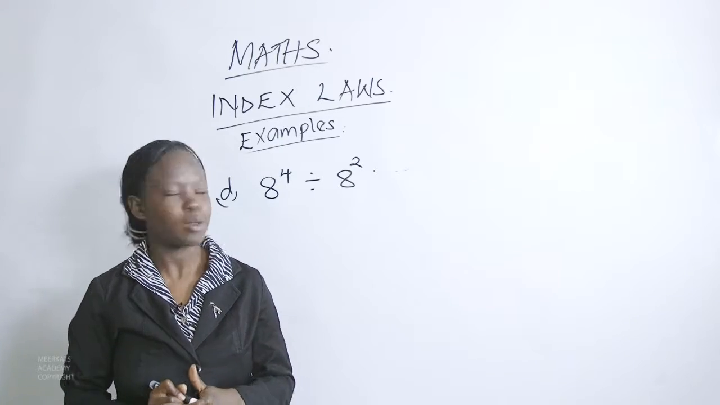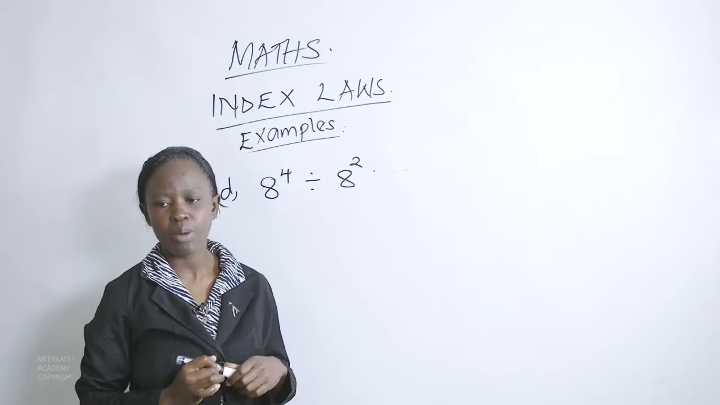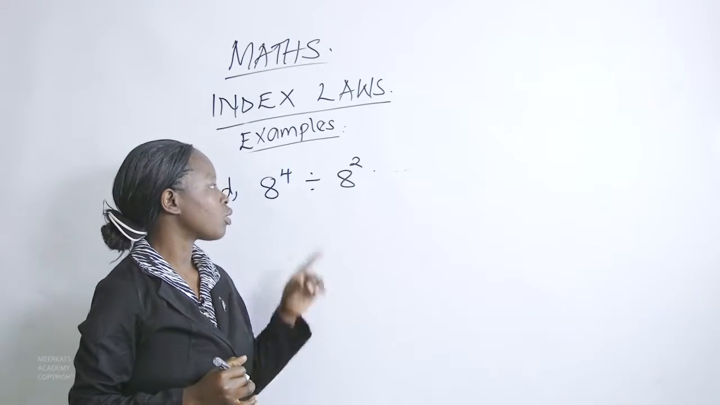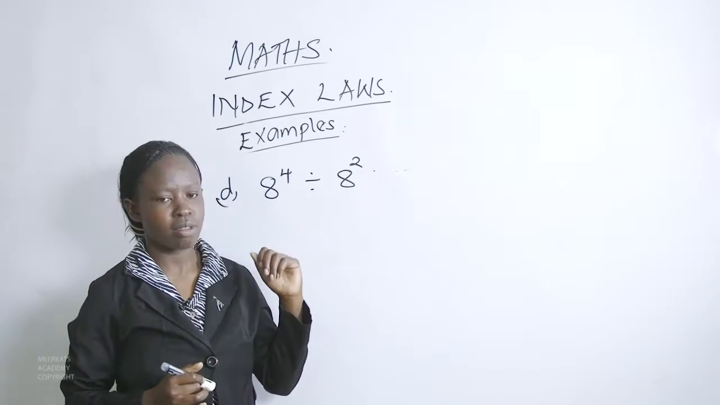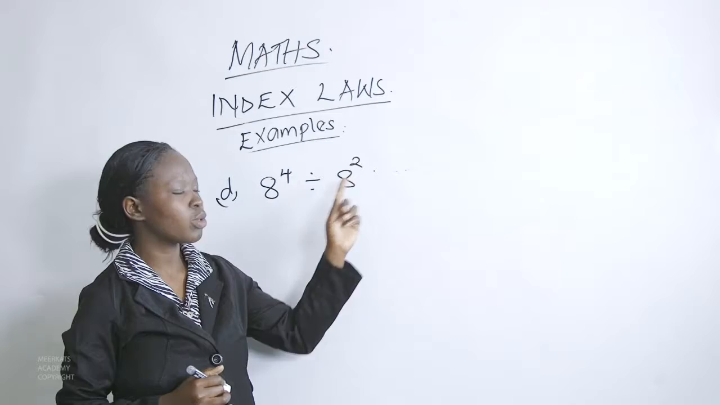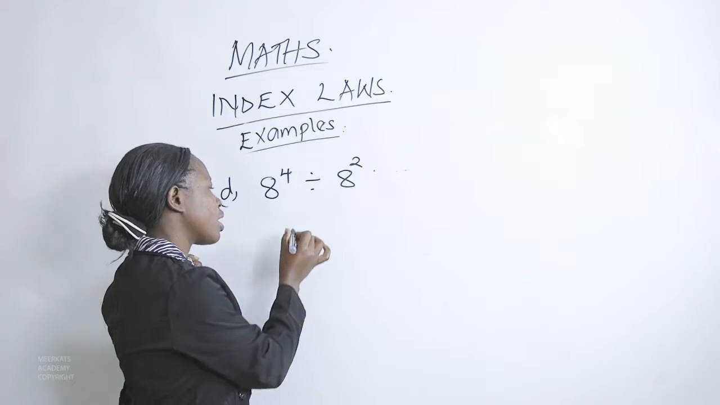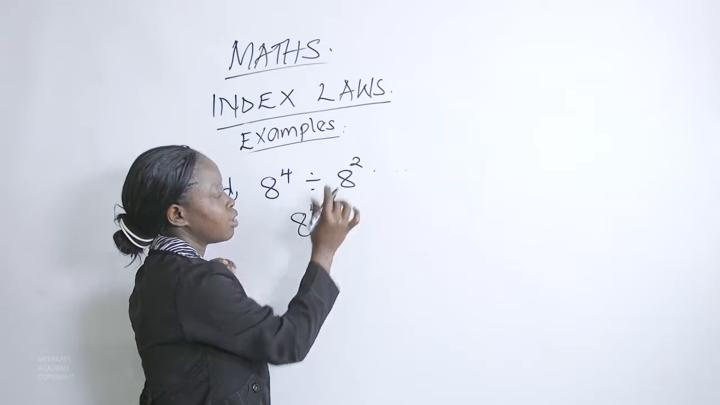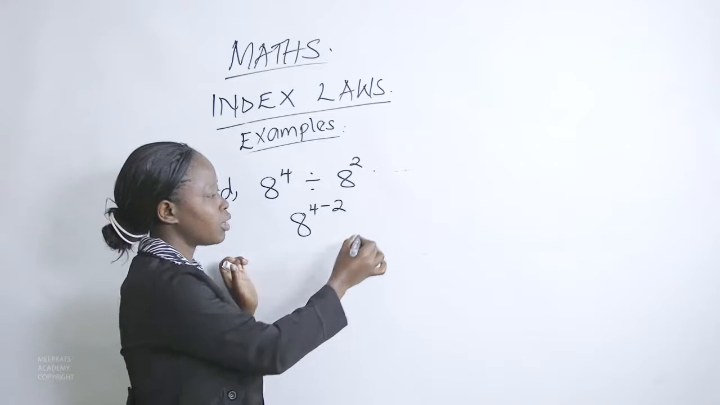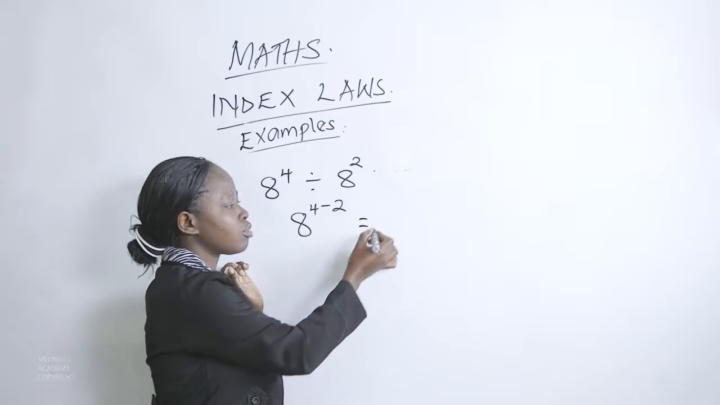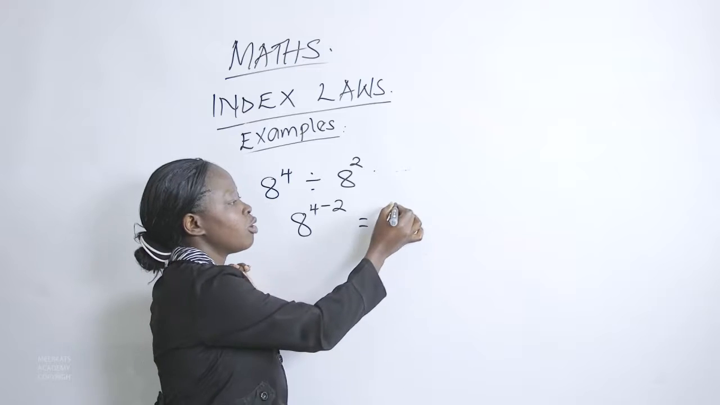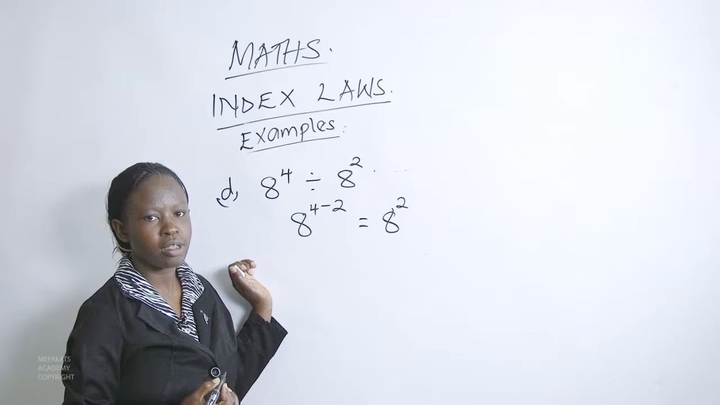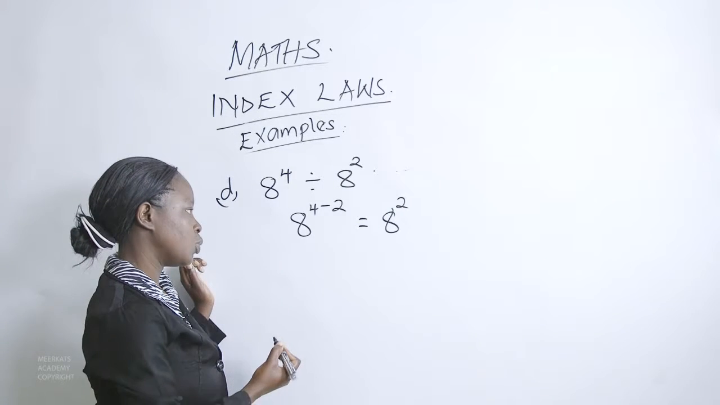The next example we have is 8 to the power of 4 divided by 8 to the power of 2. So this is division. Our base is the same, so it means we subtract the powers. So I have 8 to the power of 4 minus 2. So that will mean 4 minus 2 gives us 2. So 8 to the power of 4 divided by 8 to the power of 2 gives us a solution of 8 to the power of 2.